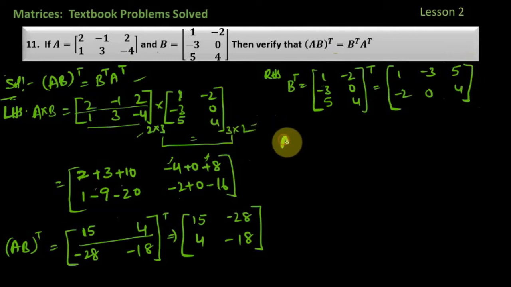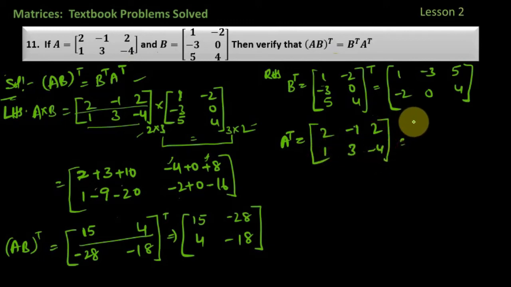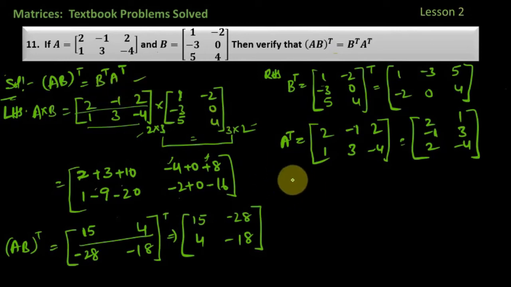Similarly, we will find the A transpose value. What is the A matrix? 2 minus 1 2 and 1 3 minus 4. Transpose means this row will become a column. 2 minus 1 2 and 1 3 minus 4, right? So this is the A transpose. Now I should multiply these two, isn't it? So B transpose into A transpose.